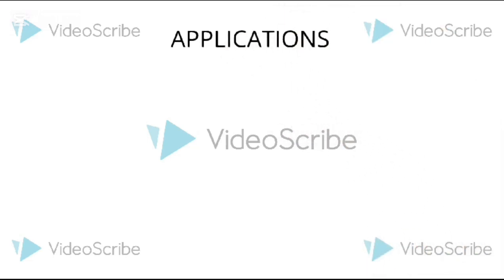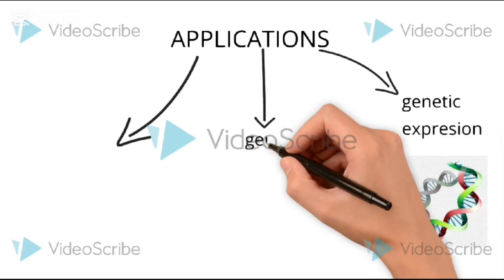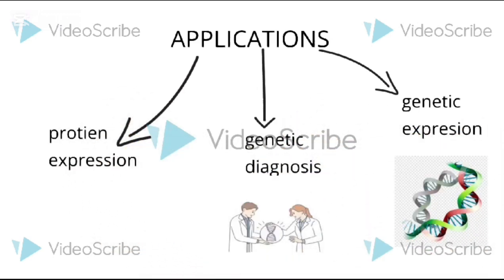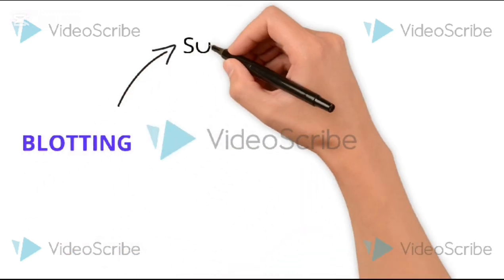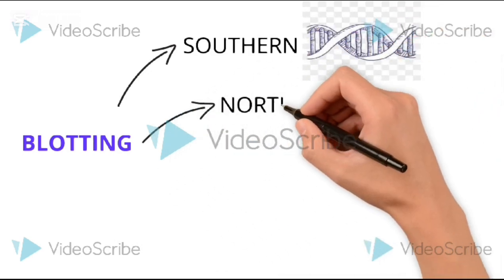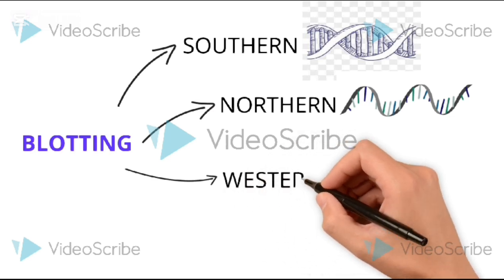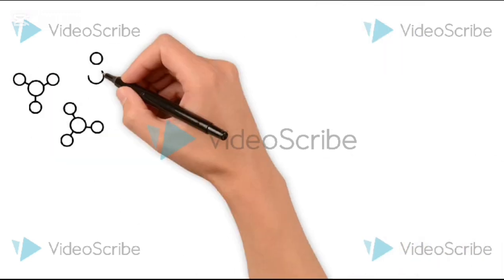It can be applied in many fields, like understanding gene expression by analyzing the messenger RNA, genetic diagnosis by studying mutations, and also interpreting protein expression and function. There are four different types of blotting. The first one is the Southern, to analyze the DNA, then the Northern, used for analyzing RNA sequences, the Western is used for analyzing protein structures, and lastly, the Eastern blotting is used to study genetic modifications.